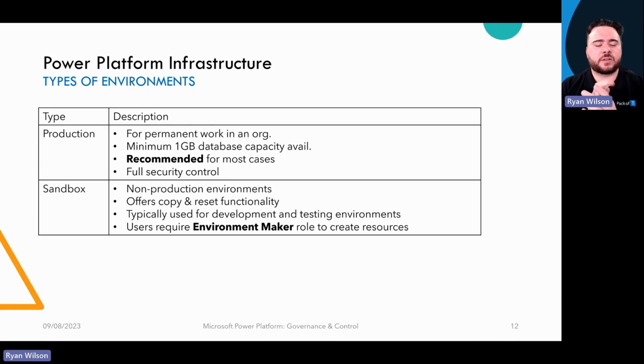Types of environments. Now, the two most common that you will find and that you will be dealing with are production and sandbox. Production is going to be used for most of your use cases, shared business units, production environments for your applications, and so on. Sandbox is typically used for your development and testing environments, and it can be rolled back with a sandbox environment. So if somebody does something incorrectly, you can roll back to a previous version of that sandbox environment.